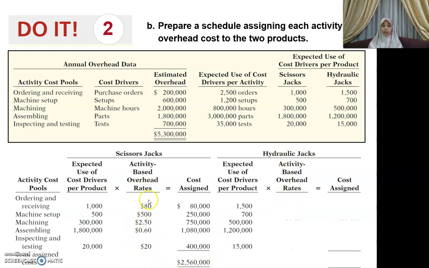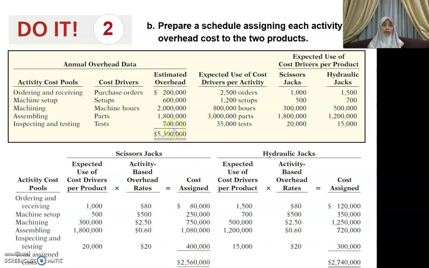So the rate remains the same. You take the rate and then you multiply with the cost driver, the usage of the cost driver for your hydraulic jacks. So for hydraulic jacks, for example, for ordering and receiving, that will be 1,500 times 80. So that will give you 120,000. So you do the rest of it. That will give you a total cost of 2.74 million ringgit. So if you total this up, 2.560 plus 2.740 million, you will get back 5.3 million. This is the total amount of overhead.